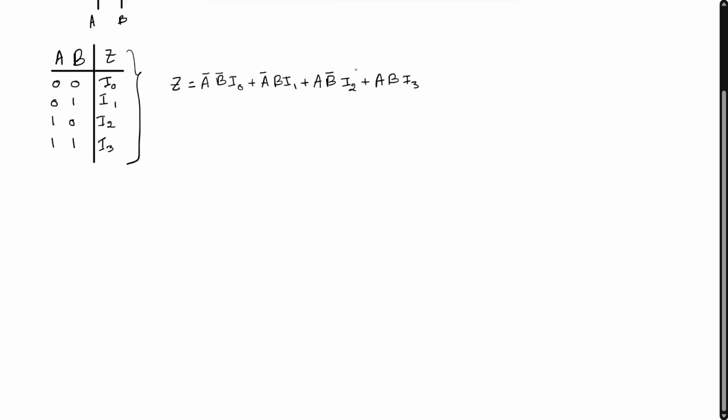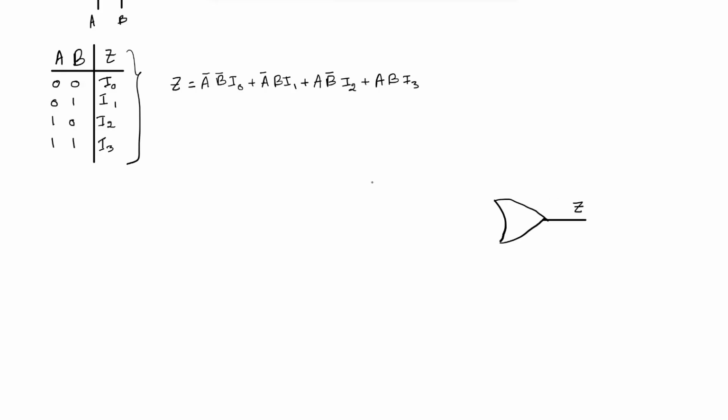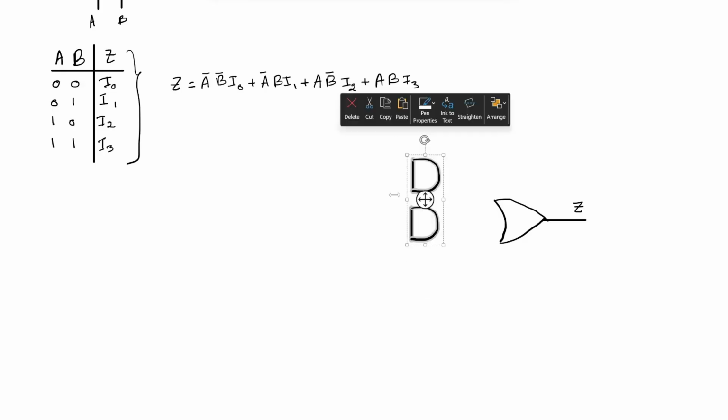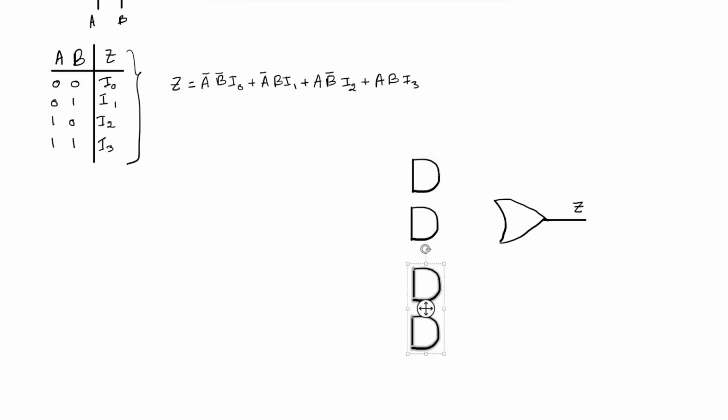So first, because we have summation, we need an OR gate at the output. So this is an OR gate, and the output is Z. And then we have 4 terms, 1, 2, 3, and 4. So that means we need 4 AND gates to produce each term. So this is the first AND gate. And let's just create copies of this. So that's it. The output of each of these AND gates is an input to this OR gate.